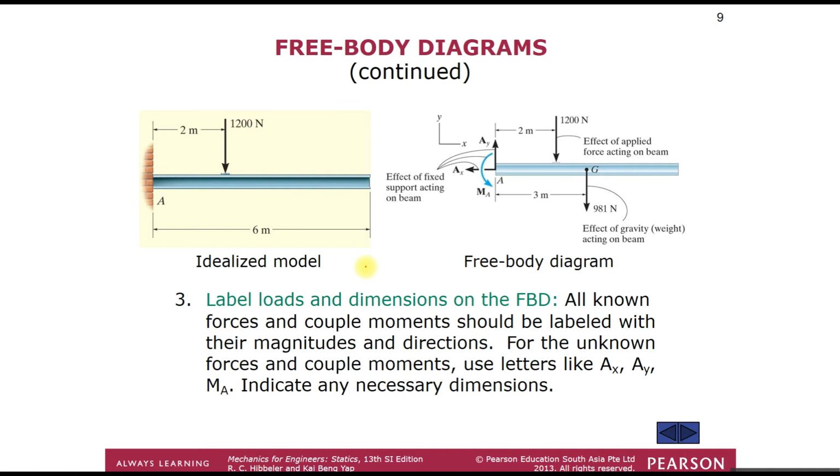We put in the information: this would be the effect of the applied force acting on the beam. This is the effect of gravity, which is weight or mass, on the beam itself, and this is the fixed support acting on the beam. And also the dimensions, which is 3 meters, and this is 2 meters, and the rest of the beam is 6 meters.